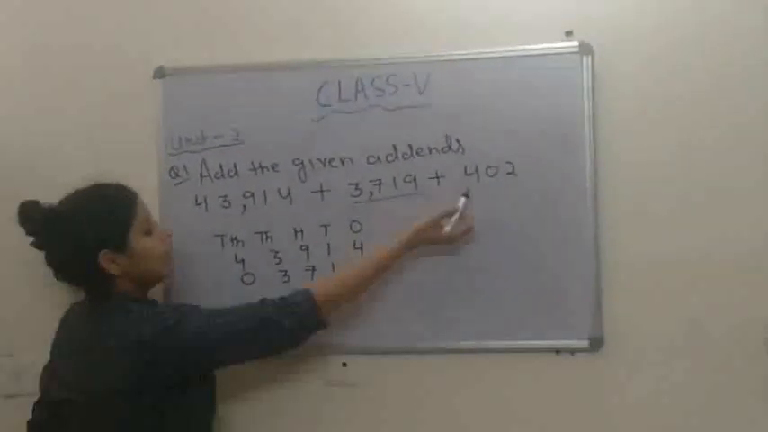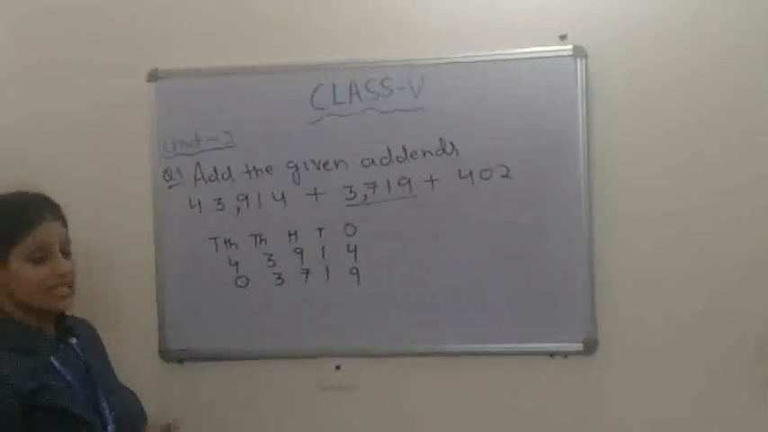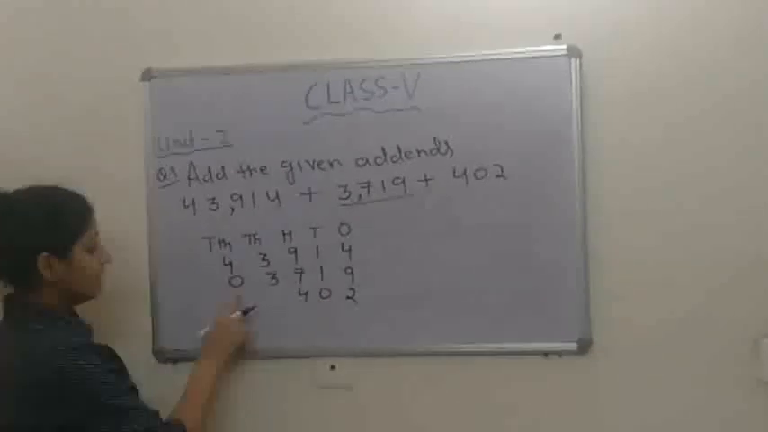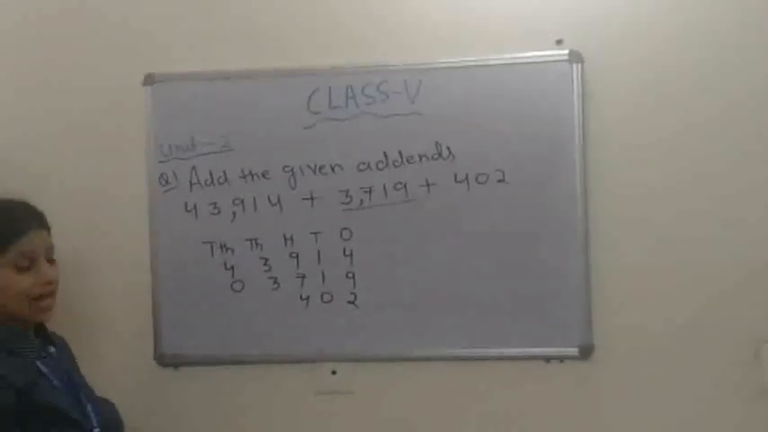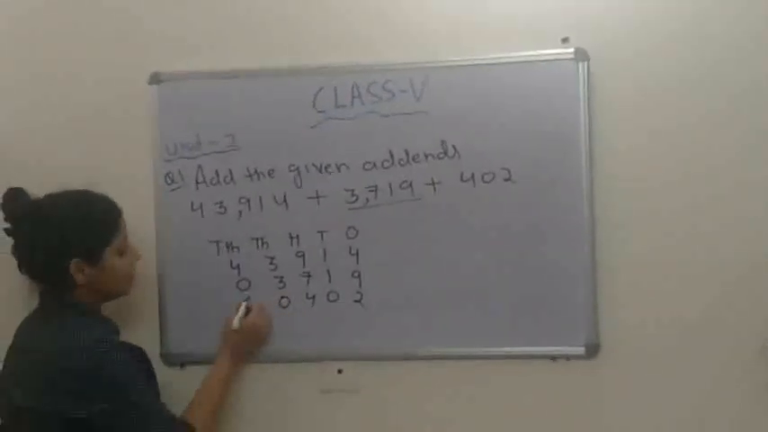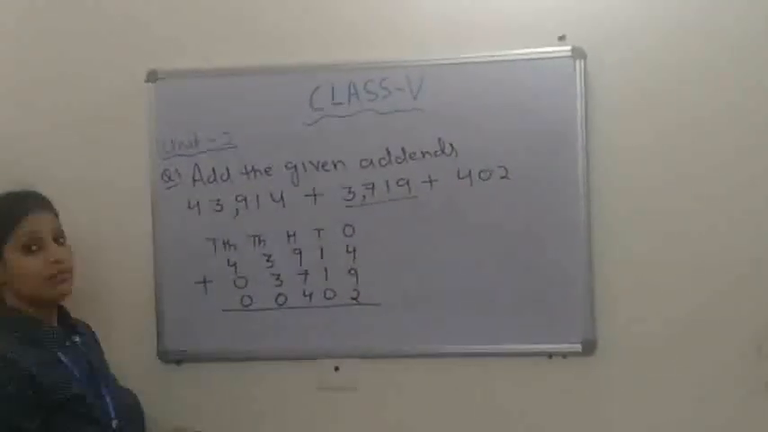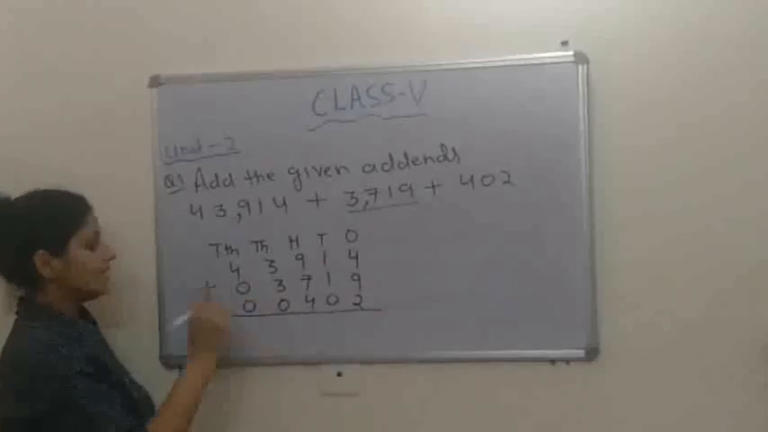Okay. Now we have 402. So let's place this: 2, 0 and 4. Now we have these 2 places blank, so they will be filled again by 0 so that you will not make any mistake. Okay. So let's add these addends.